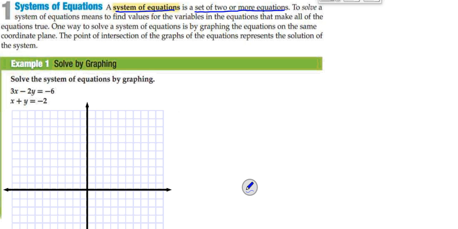Need this? Graph paper? Graph paper? Katie, graph paper?